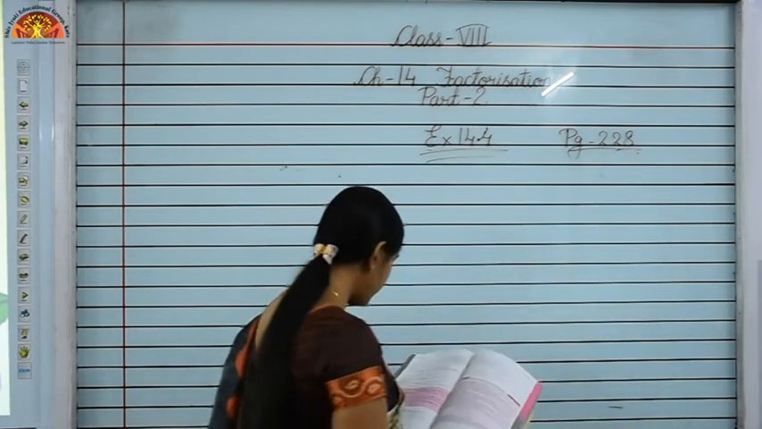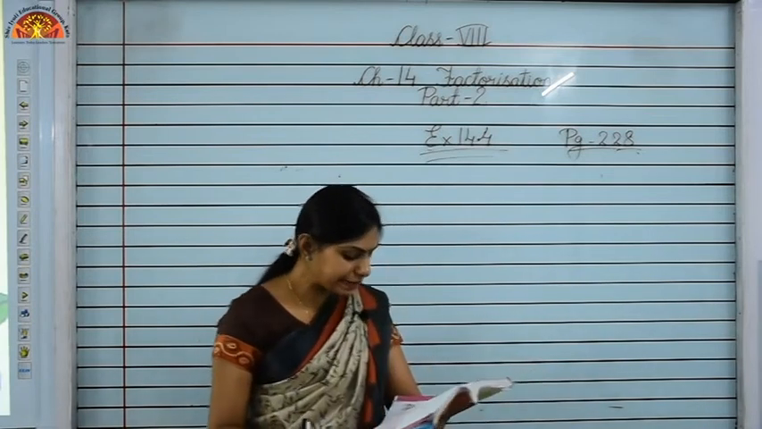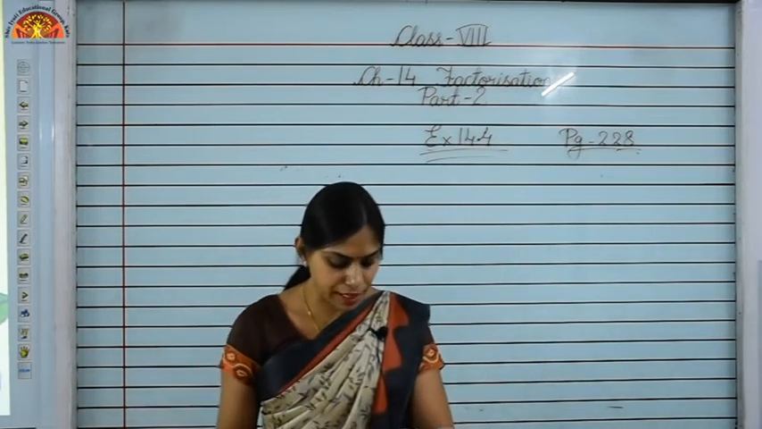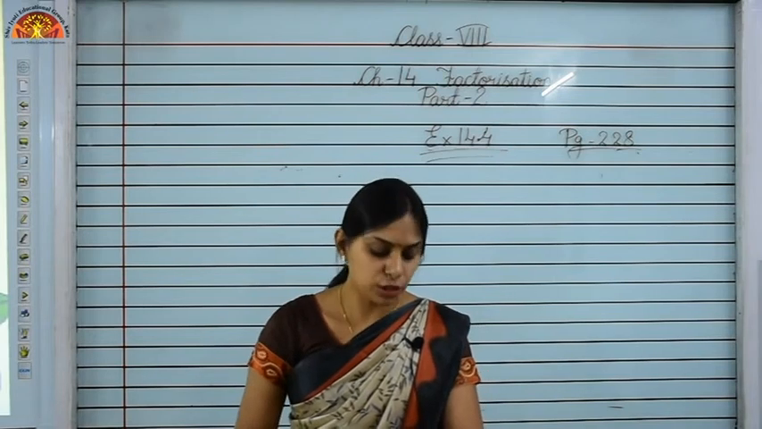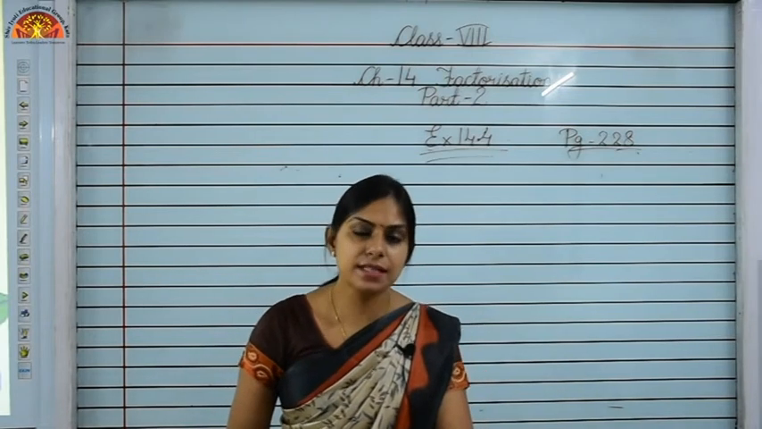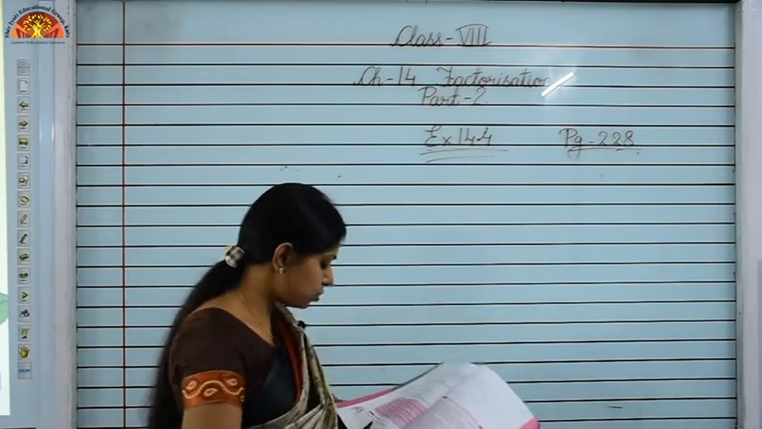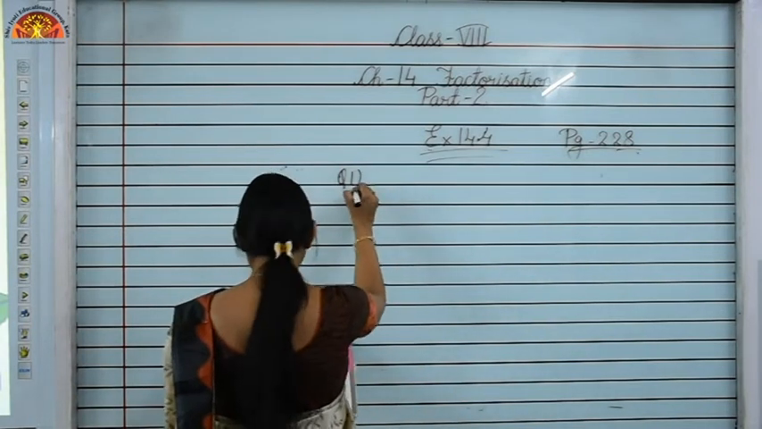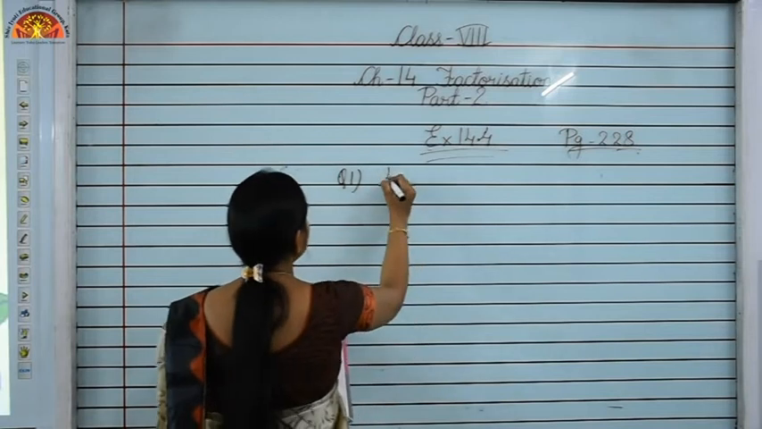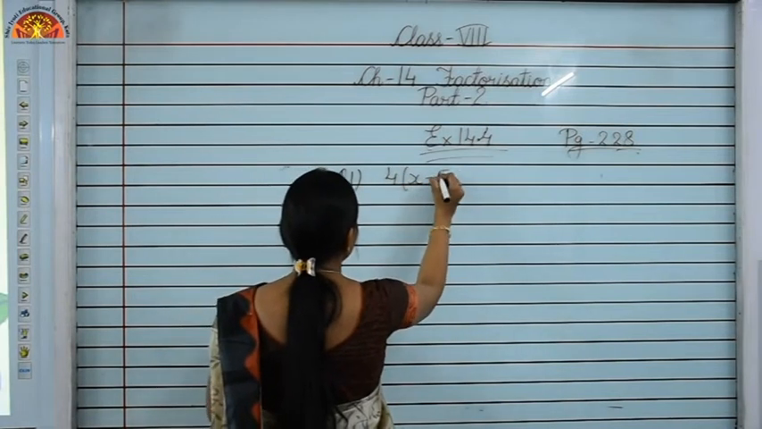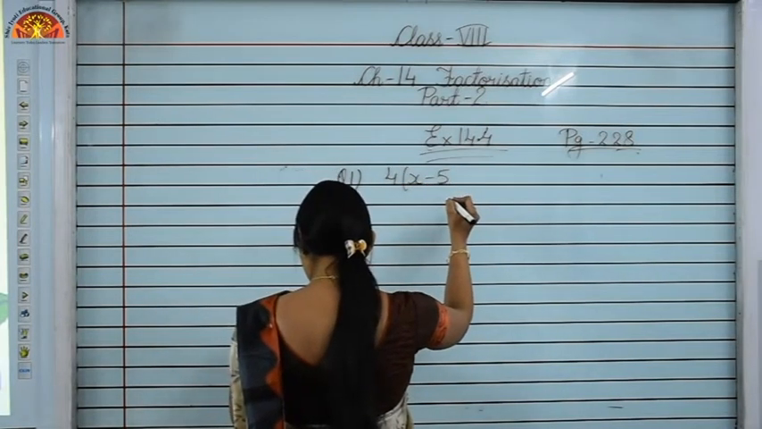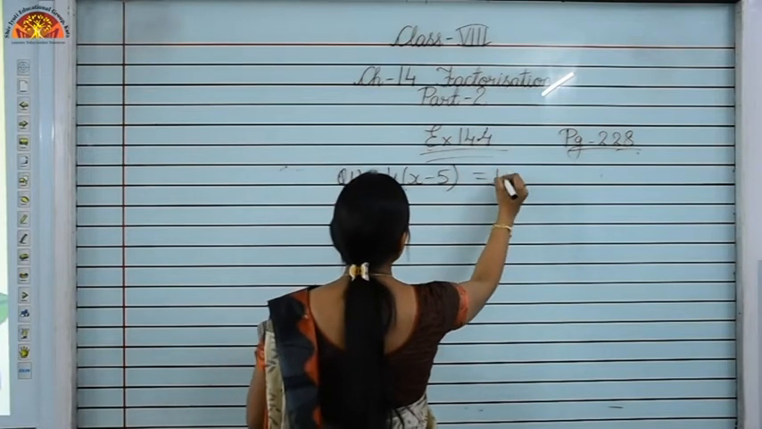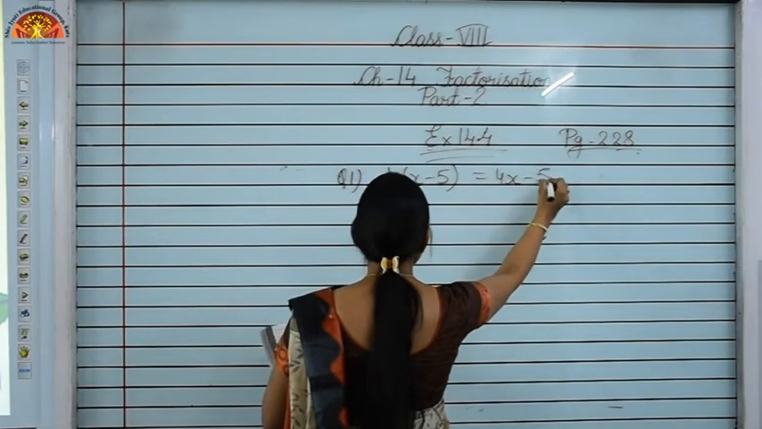So just see, find and correct the errors in the following mathematical statements. What you have to do, you have to find the errors and also correct them. So just see the first question over here, that is question number 1. 4 into (x minus 5), which is equal to 4x minus 5.